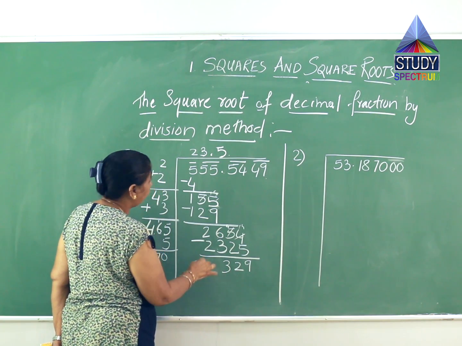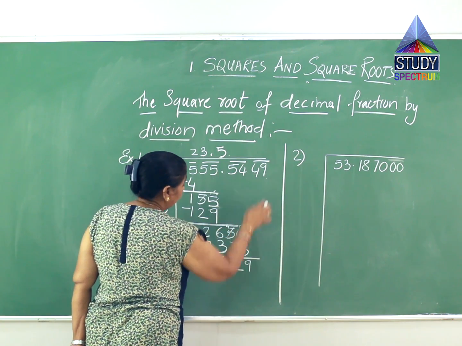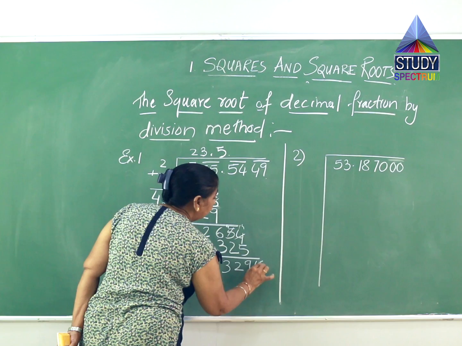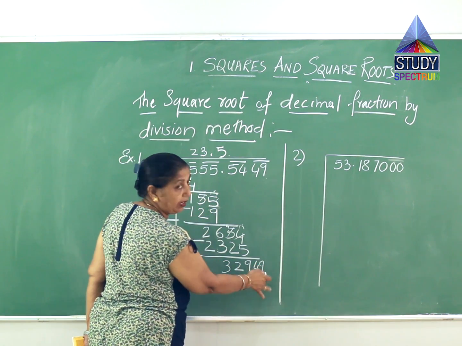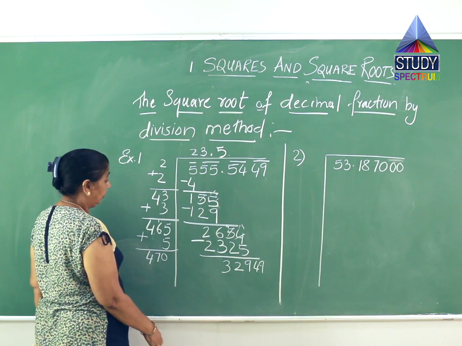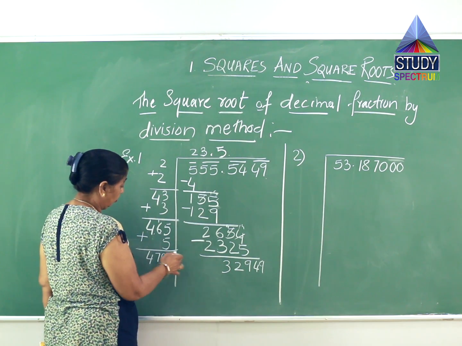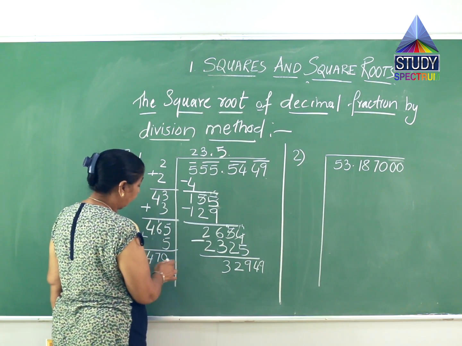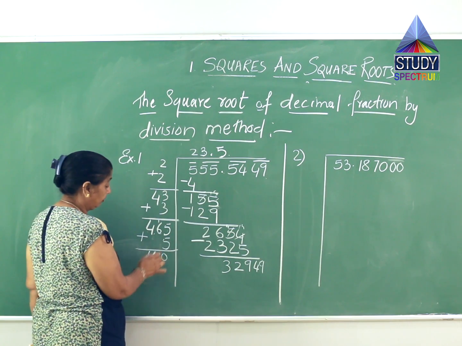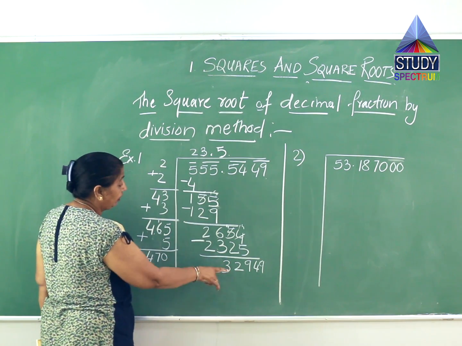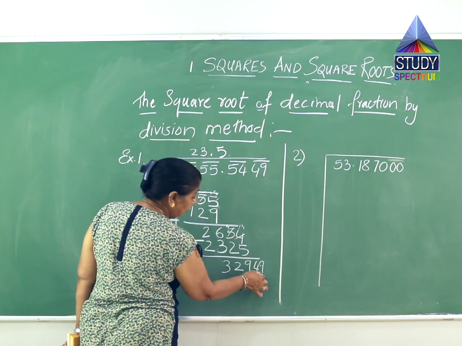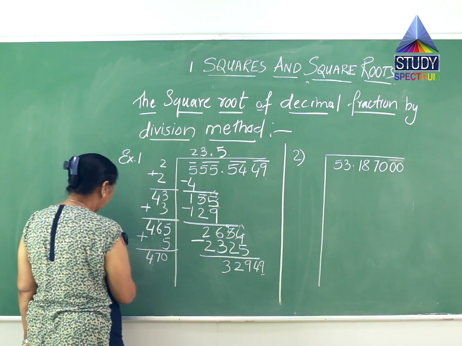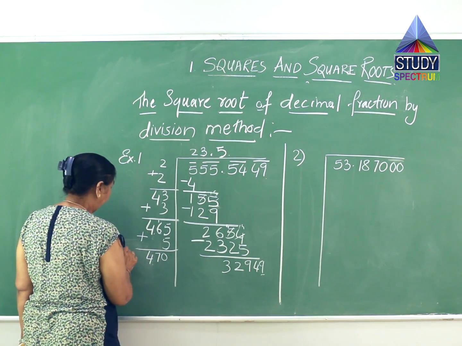Now I have to again bring this 2 number over here, and it will make 32,949. Now to solve further, I have to again take some number which, multiplied by this, will give me this number or near to this. As 9 is there, I can try with 7.